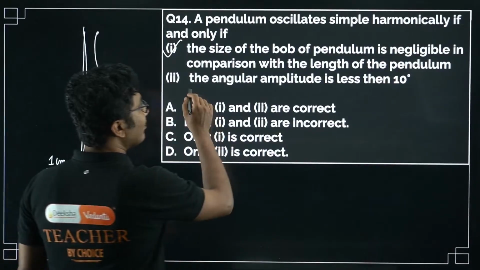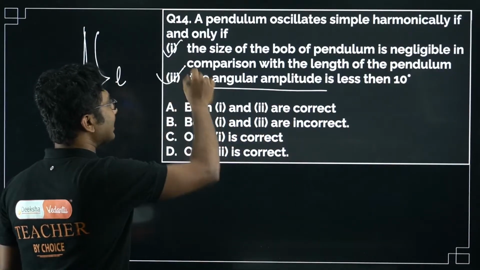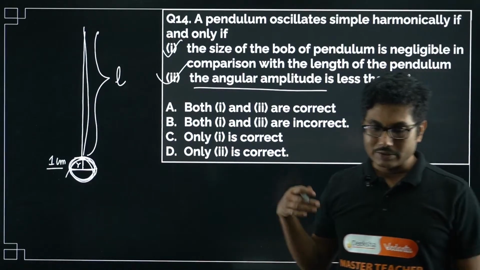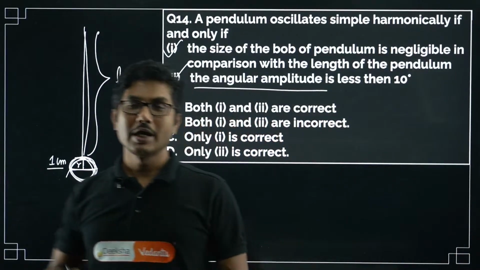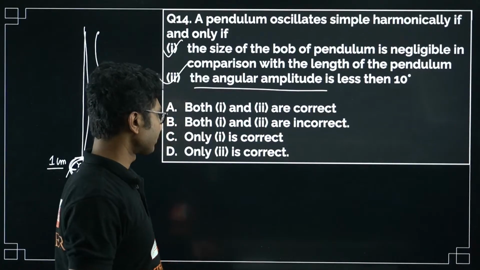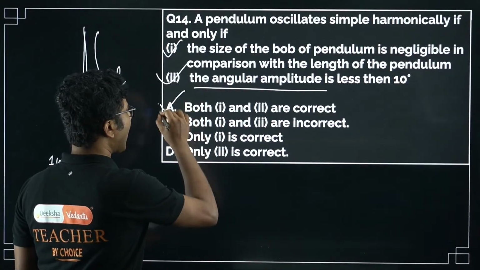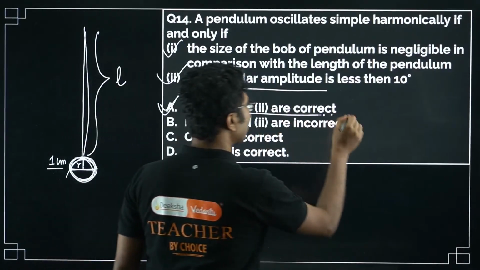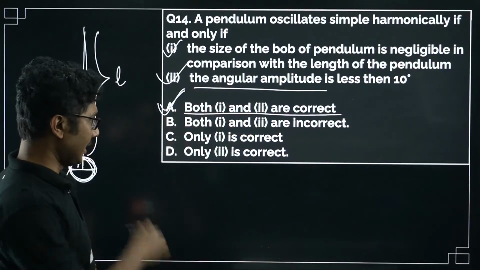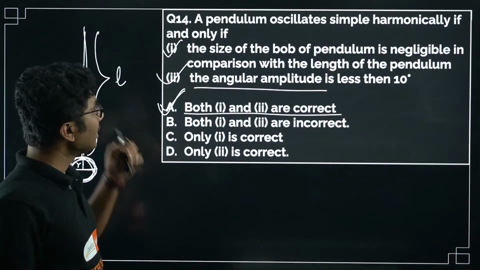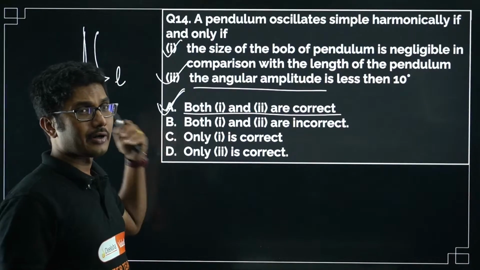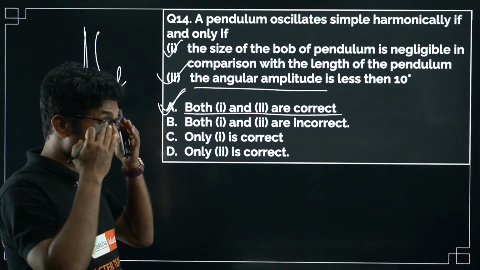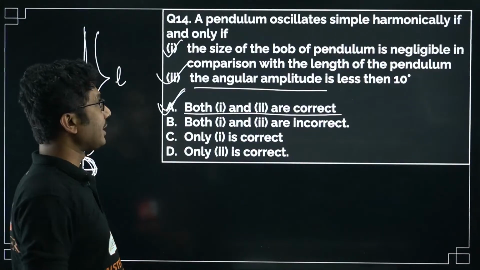Now, the angular amplitude is less than 10 degrees. This is also correct. If the angular amplitude is more than 10 degrees, it is no longer a simple harmonic motion, it will be a complex motion. So both 1 and 2 should be correct, not incorrect. Clear? This is a particularly important conceptual question from the experiment of simple pendulum.